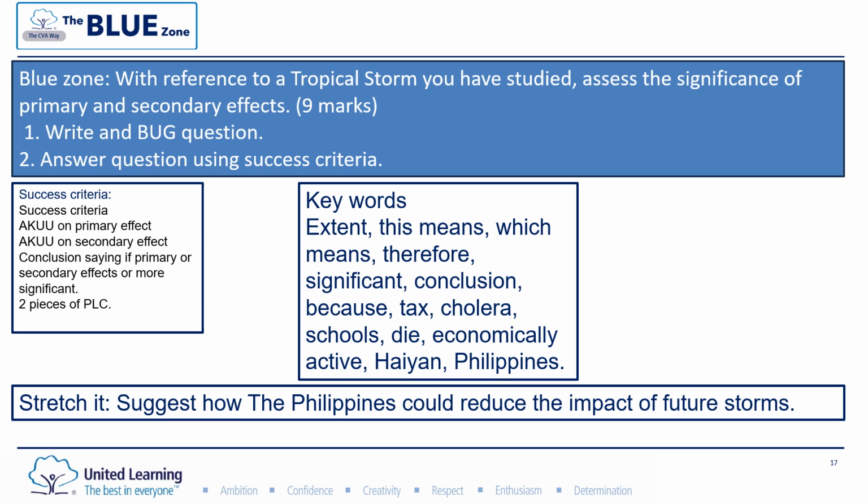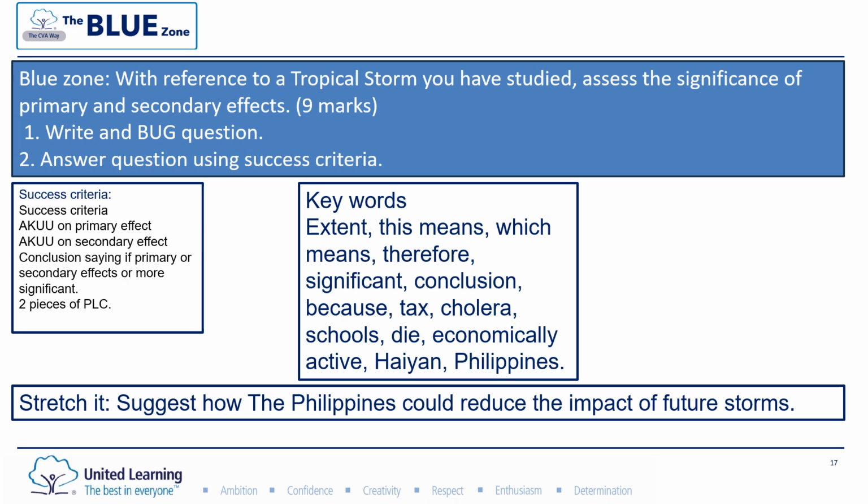To a large extent, the primary effects are significant, or to a small extent, the primary effects are significant. You then need to give an example of a primary effect from Typhoon Haiyan and explain it with R2 used, this means, which means. You need to do the same for a secondary effect. Are the impacts bigger or smaller? Give a secondary effect, this means, which means, and then a conclusion, saying if primary or secondary effects are more significant. You should also try to include two pieces of PLC, so place, location or context, from Typhoon Haiyan.